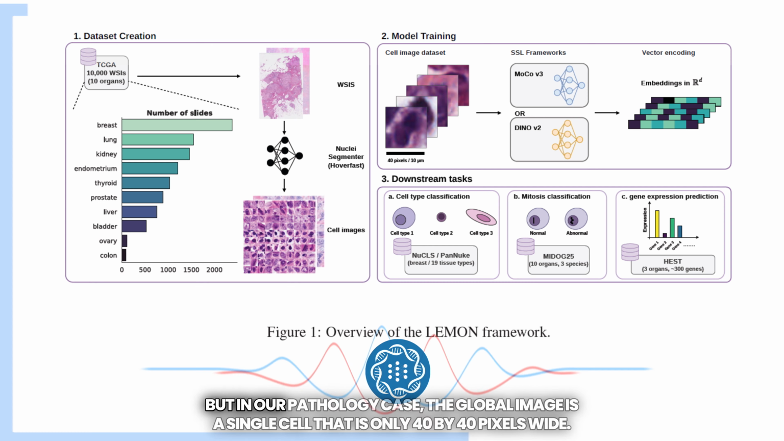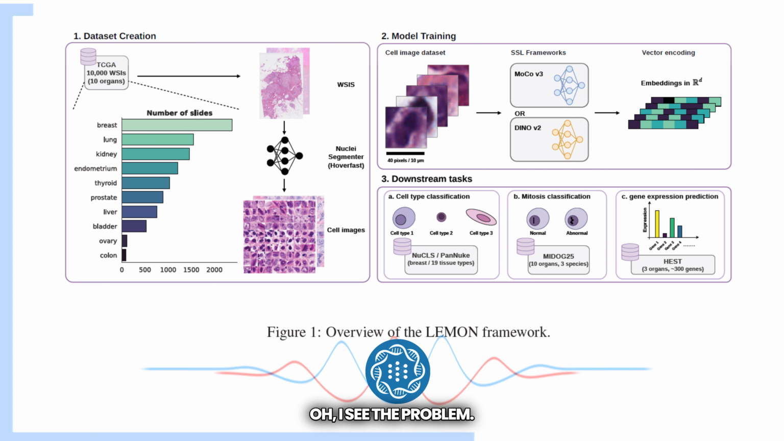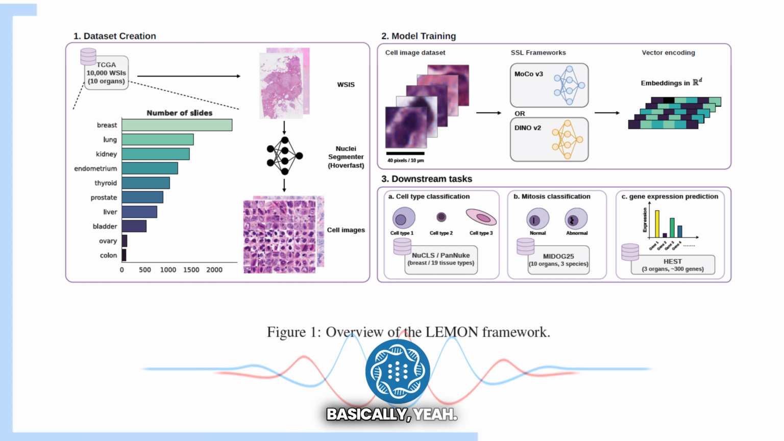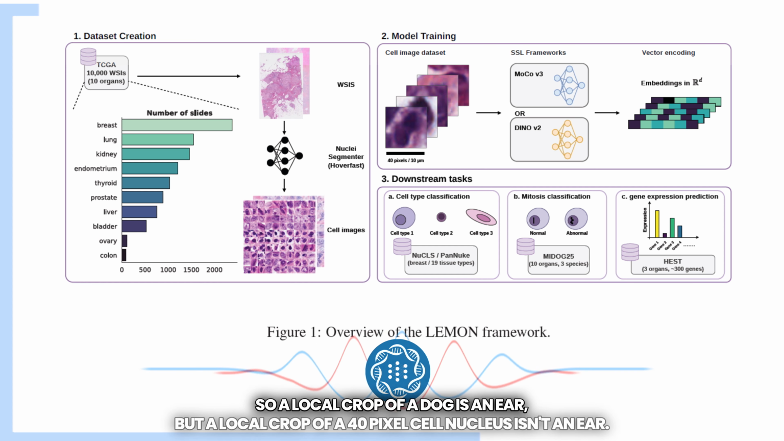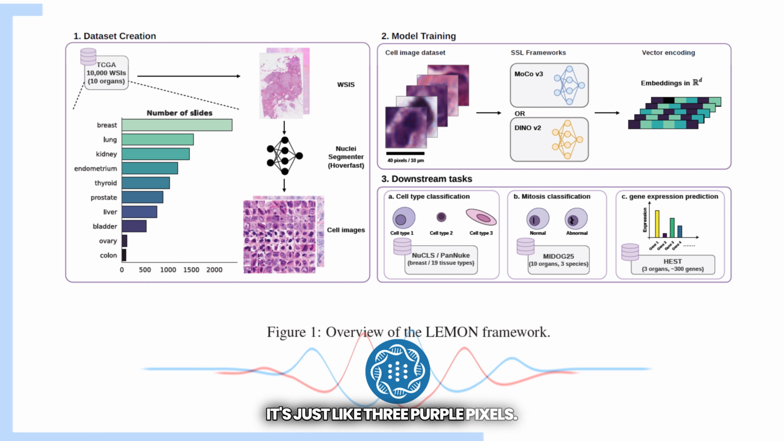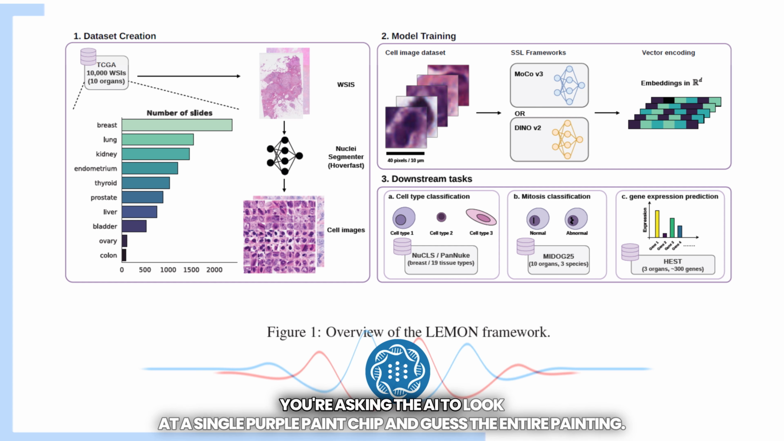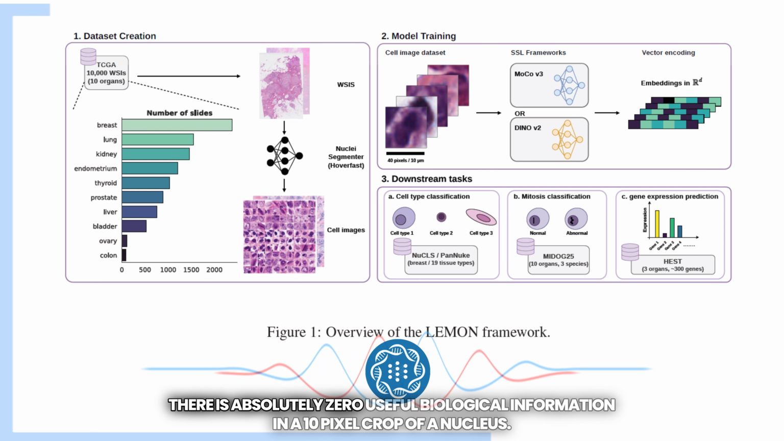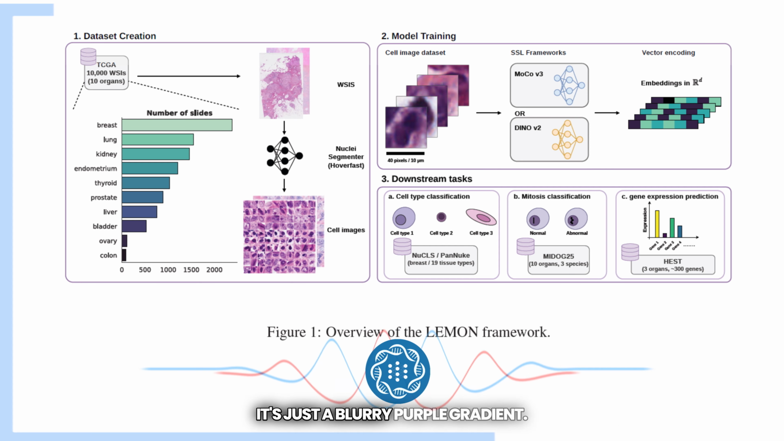Makes sense. But in our pathology case, the global image is a single cell that is only 40 by 40 pixels wide. Oh, I see the problem. A local crop of a 40-pixel image is what, like 10 pixels? Basically, yeah. So a local crop of a dog is an ear, but a local crop of a 40-pixel cell nucleus isn't an ear. It's just like 3 purple pixels. Yes. You're asking the AI to look at a single purple paint chip and guess the entire painting. Exactly. It is mathematically ill-posed. There is absolutely zero useful biological information in a 10-pixel crop of a nucleus. It's just a blurry purple gradient.